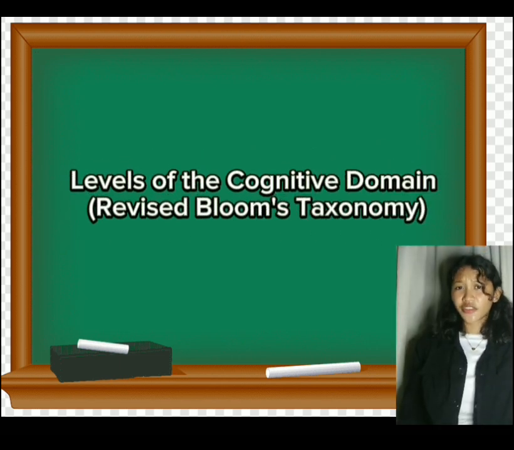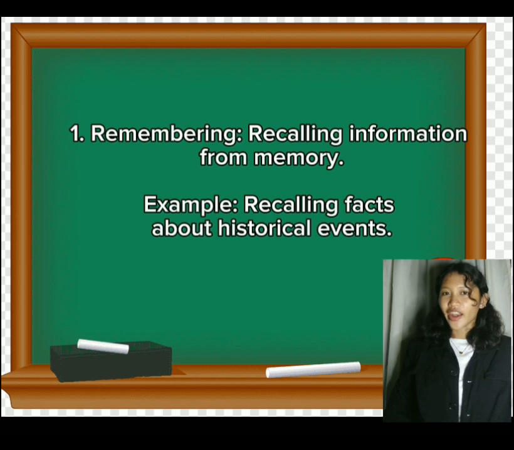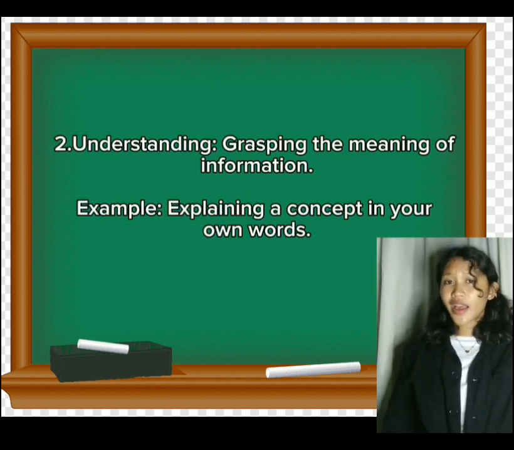There are 6 levels of the cognitive domain of Bloom's taxonomy. Number 1. Remembering, recalling information from memory. Example, recalling facts about historical events. Number 2. Understanding, grasping the meaning of information. Example, explaining a concept in your own words.